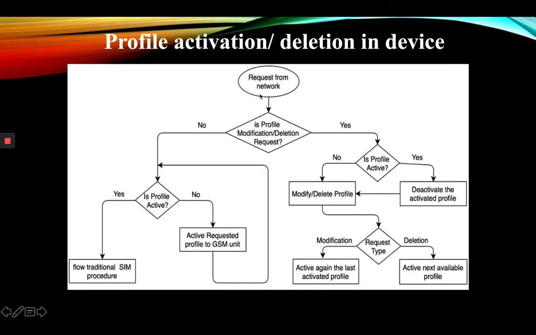every request. When a request comes from the network, it first checks whether it is a profile modification or deletion request. If not, then it checks again whether the profile is active. If active, then it follows the traditional procedure. If not, then it requests the system to activate the GSM unit. It actually requests the SPSC in the device. Is it a profile modification or deletion request? Yes. Then it checks again whether the profile is active or not.